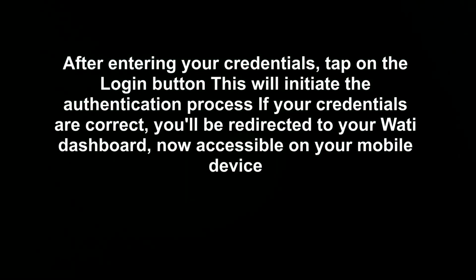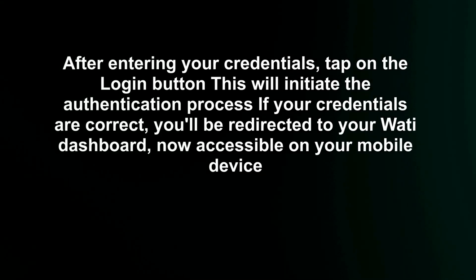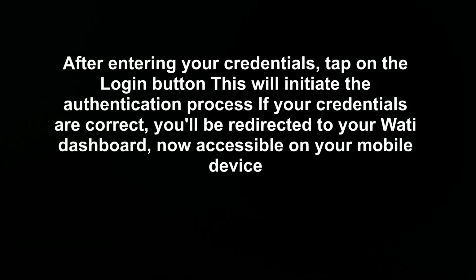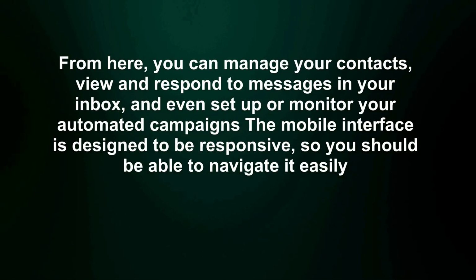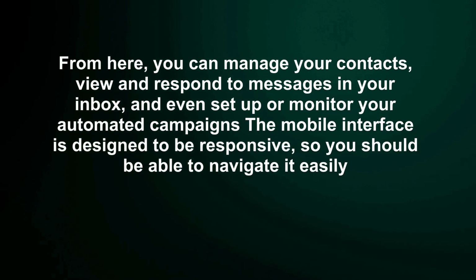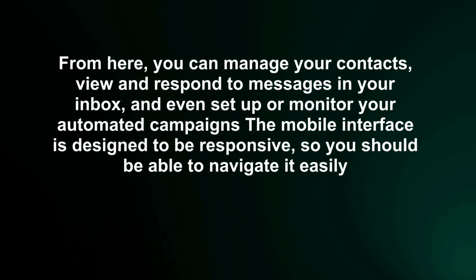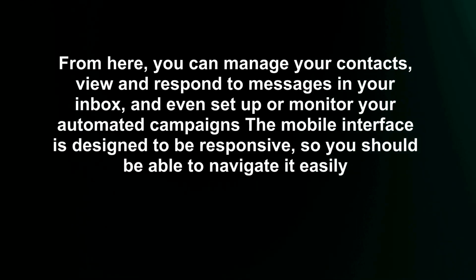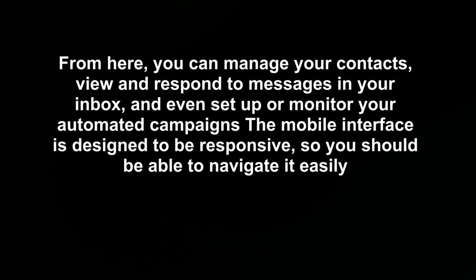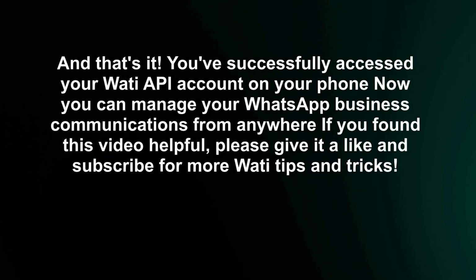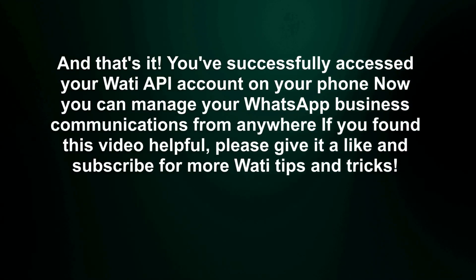If your credentials are correct, you'll be redirected to your Wati dashboard, now accessible on your mobile device. From here, you can manage your contacts, view and respond to messages in your inbox, and even set up or monitor your automated campaigns. The mobile interface is designed to be responsive, so you should be able to navigate it easily. And that's it. You've successfully accessed your Wati API account on your phone.